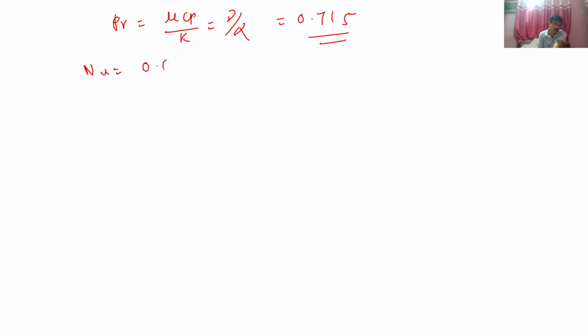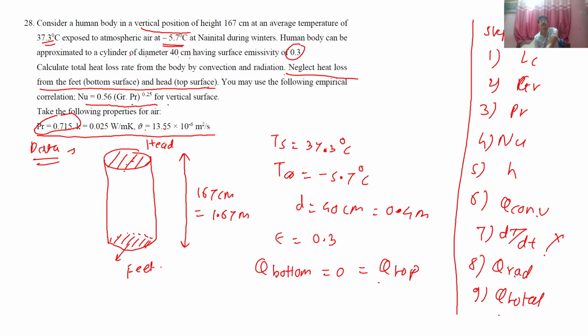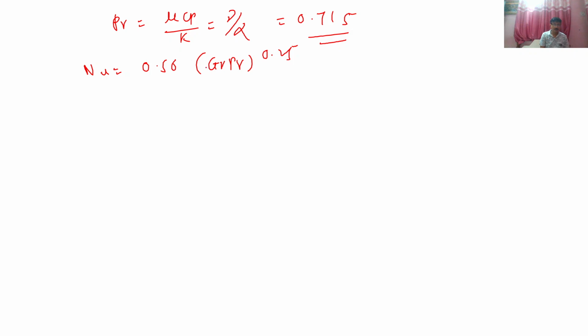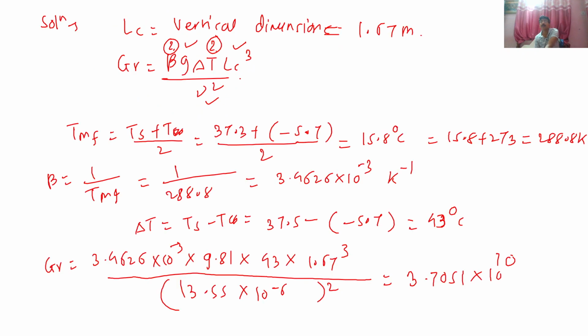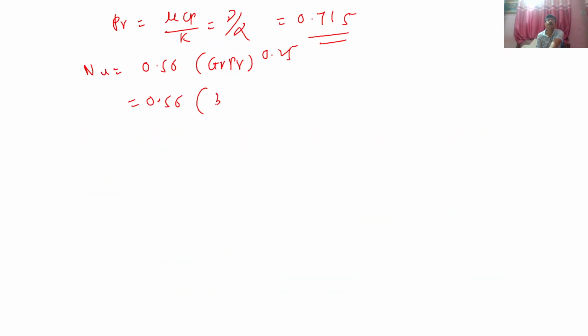Nusselt number is equal to 0.56 GrPr raised to 0.25. Let's cross check it. Okay, सही है. तो 0.56 Gr 3.7051 into 10 raised to 10 into Pr is 0.715 raised to 0.25. The answer of Nusselt number is coming around 225.92. Now from Nusselt number, what is the next step to calculate h?